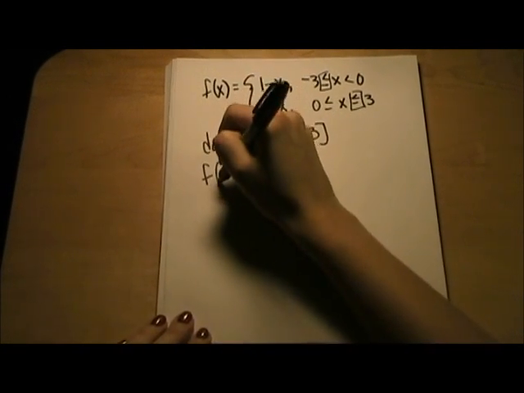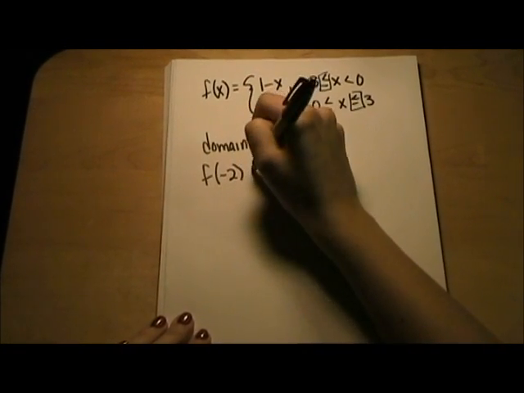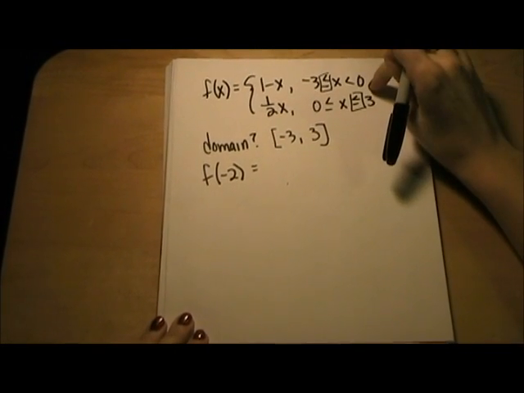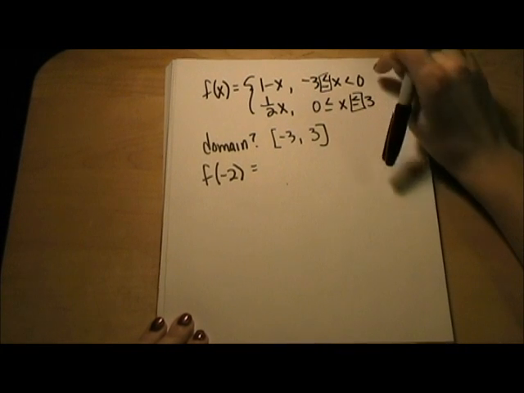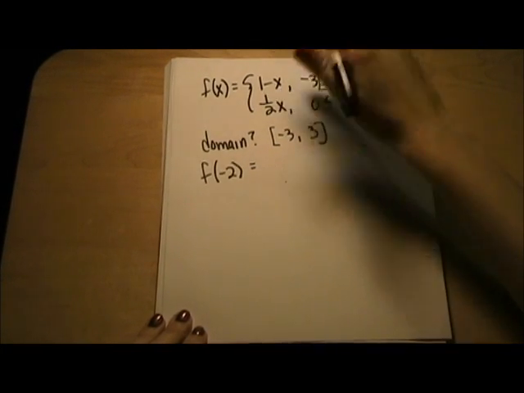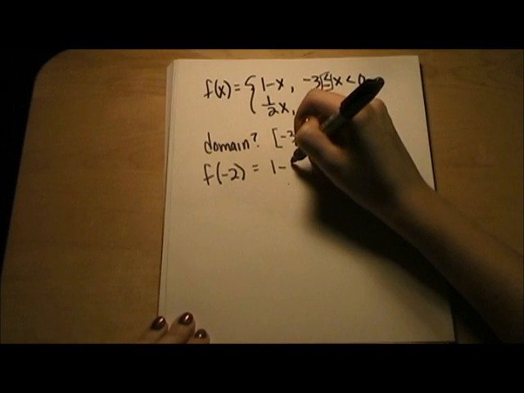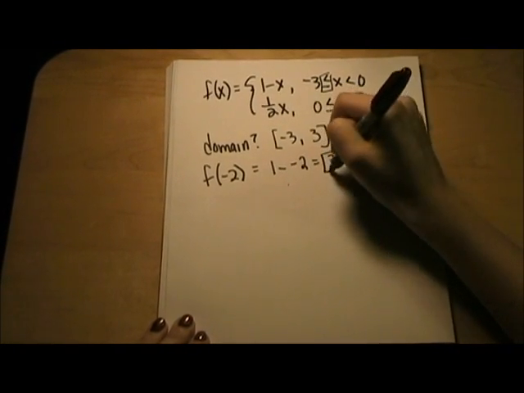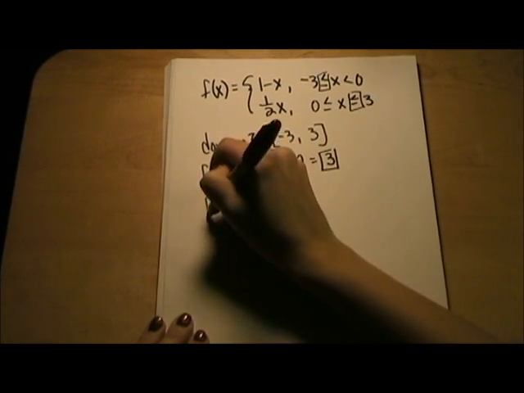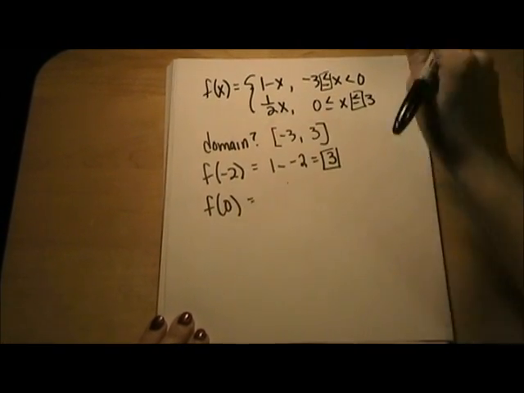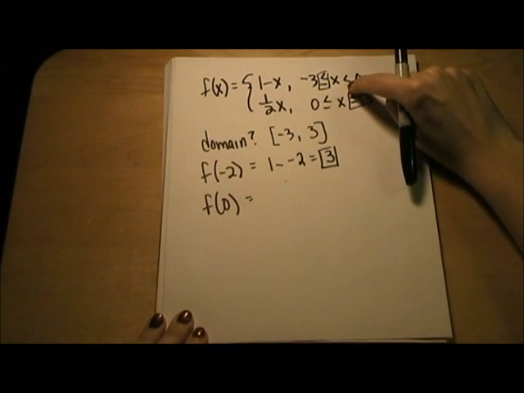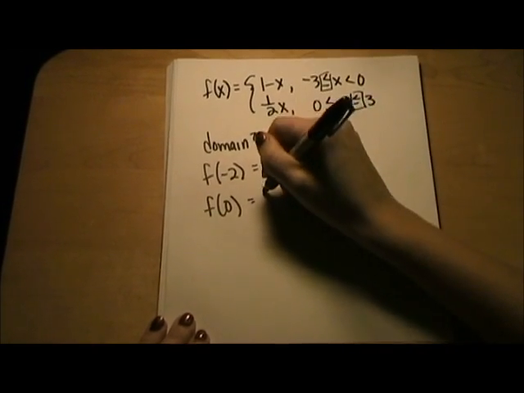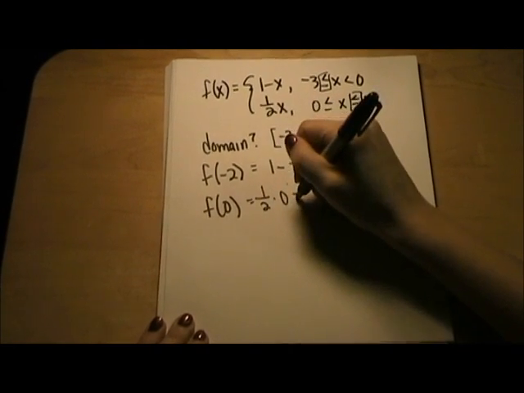If they want to know what f of negative 2 is, we have to figure out where negative 2 is. Is negative 2 between negative 3 and 0, or 0 and 3? Negative 2 is here. So we're plugging it into 1 minus x. 1 minus negative 2 is 3. I asked for f of 0. 0 is here and here, but it's not included here, but it is included here, so we would use this equation. 1/2 times 0 equals 0.